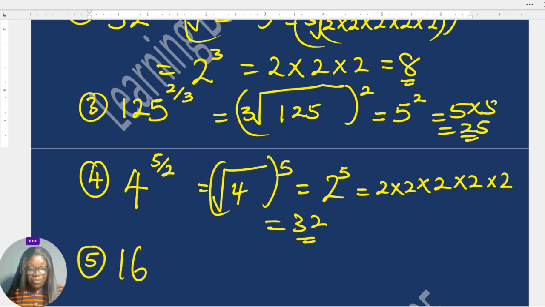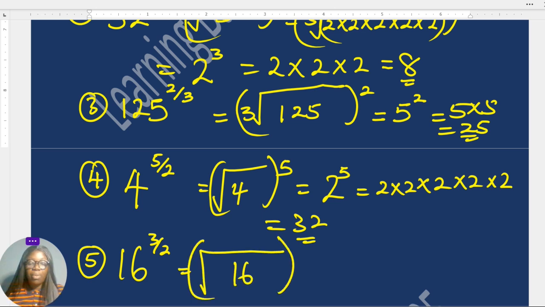So we have to simplify 16 raised to power 3 over 2. You still have the denominator 2, that is the square root. So that will be the square root of 16, all raised to power 3. So what's the square root of 16? The square root of 16 is 4, because 4 times 4 will give you 16. So the square root of 16 is 4, then raised to power 3.